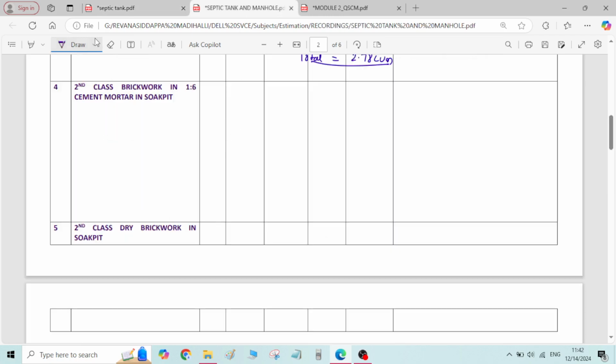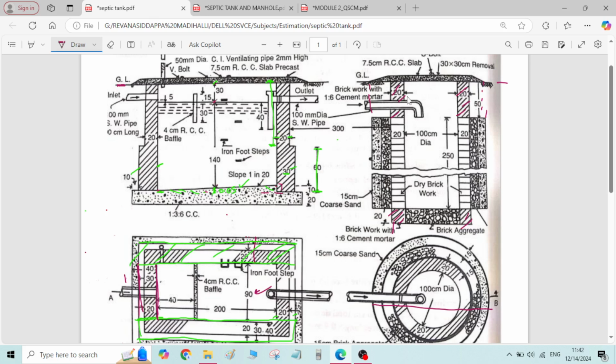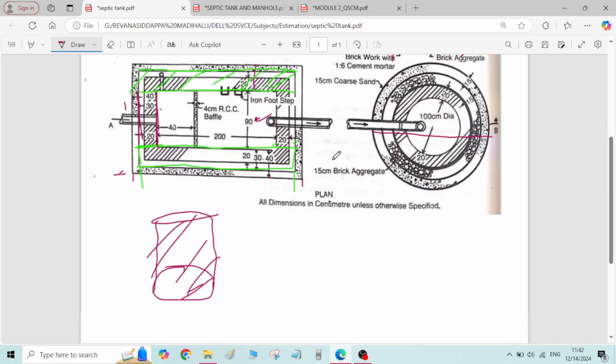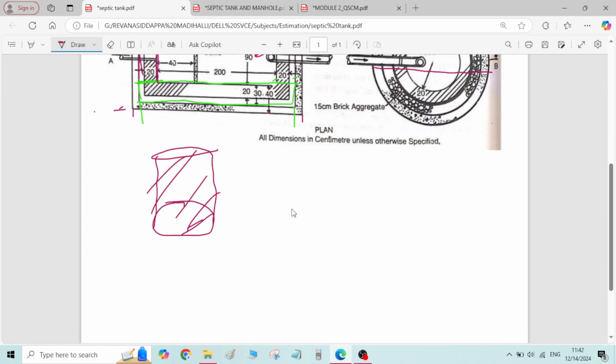First we will do the calculation for the upper portion. The upper portion has a height of 50 centimeter. For this 50 centimeter height, we will calculate the total quantity of the second class brickwork in the soak pit. Now the question comes, how to calculate this volume? See, to calculate this volume, it is like a cylinder.